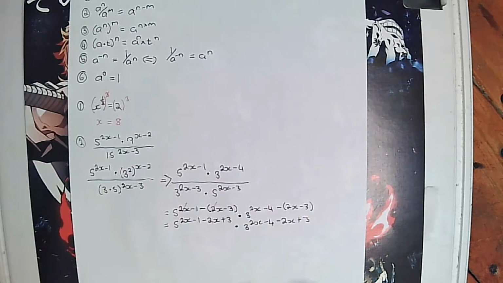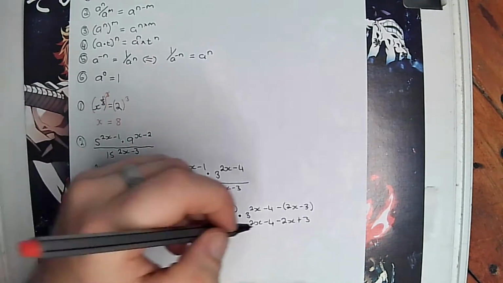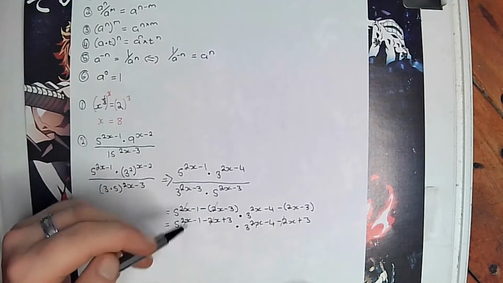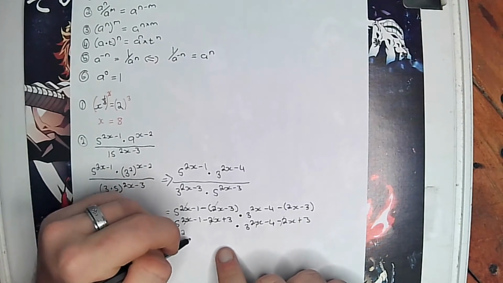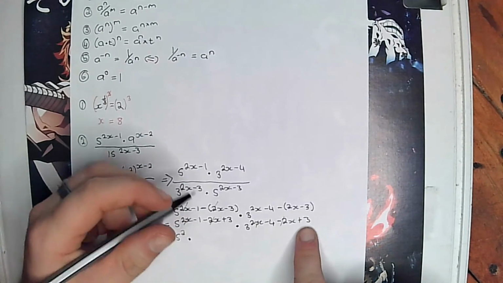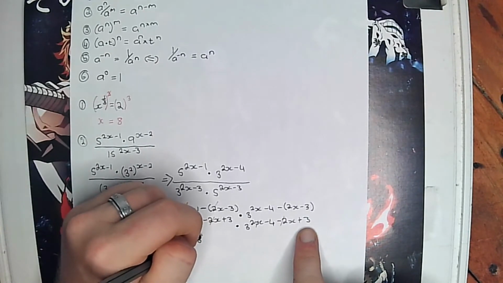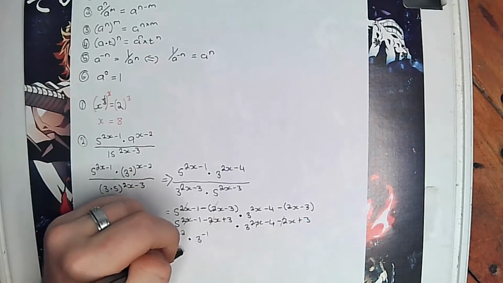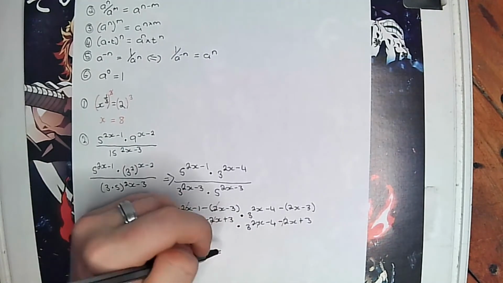So in both of these two cases, the 2x and the 2x cancel out because of a positive and a negative. Then negative 1 plus 3 is 2, so I'd have 5 squared multiplied by 3 to the power of negative 4 plus 3, which is negative 1. So I'd have 3 to the power of negative 1. This I can then rewrite as 25 times 1 over 3, which is simply 25 over 3.